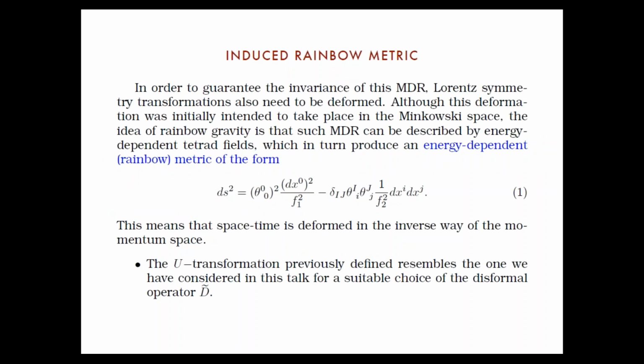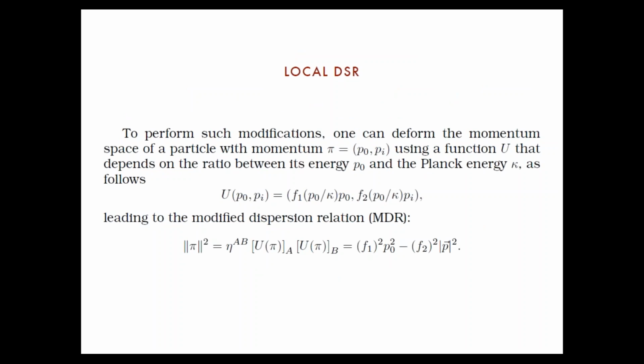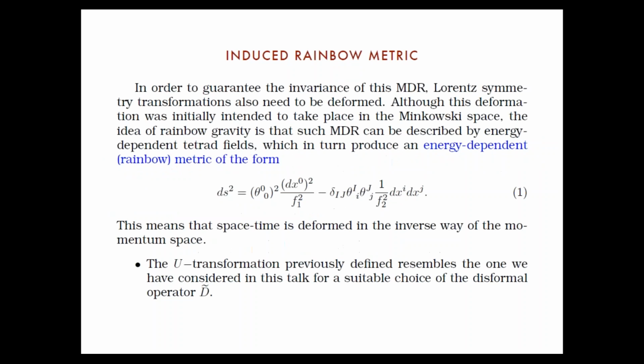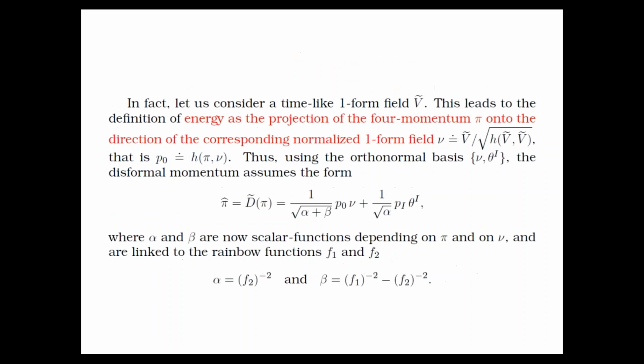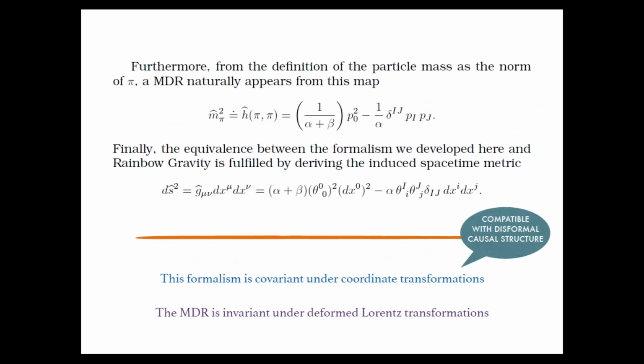So, this U transformation here that acts on the momentum is very similar to the D tilde that we defined acting on the cotangent space. So, in fact, that U and this D can be identified if we identify these functions, alpha and beta, like this. And in fact, the modified dispersion relation can be calculated with the disformal co-metric, which in turn induces a disformal metric and a rainbow-like metric if one identifies those functions.